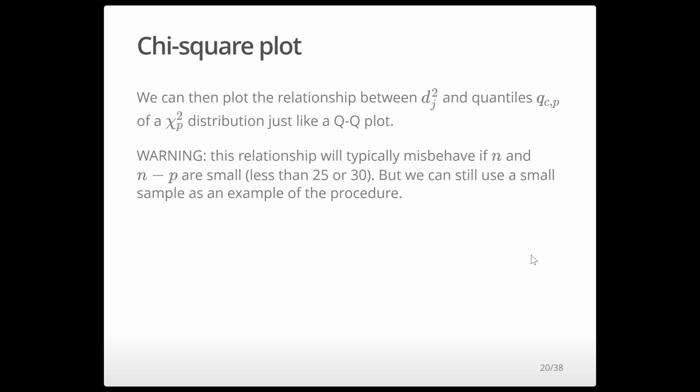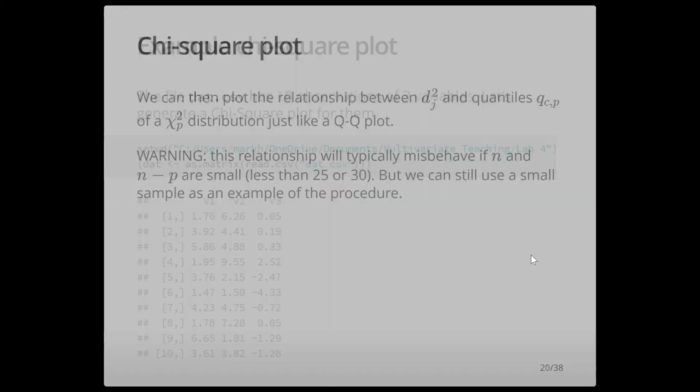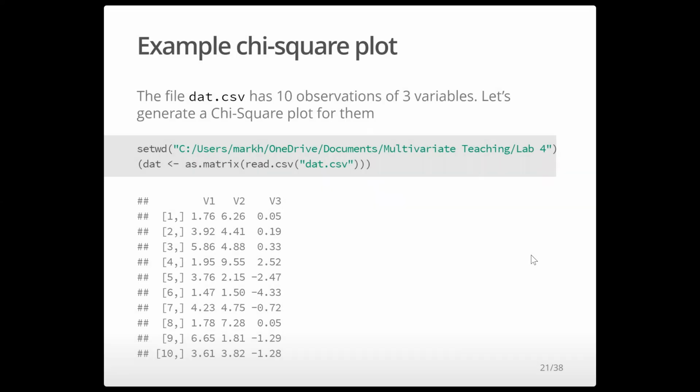And again, we can plot the relationship between d squared and our quantiles of the chi-square distribution, just like a QQ plot. One word of warning: this relationship may misbehave in cases where either the sample is small or there are a similar number of variables to sample size. So if n minus p is also small, this expected chi-square distribution can misbehave. But we can still use a small sample to illustrate the procedure.